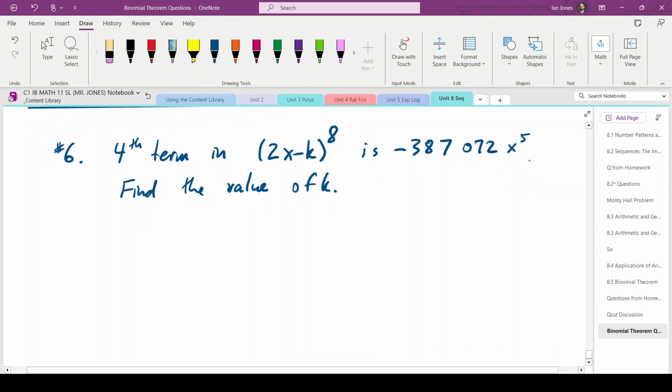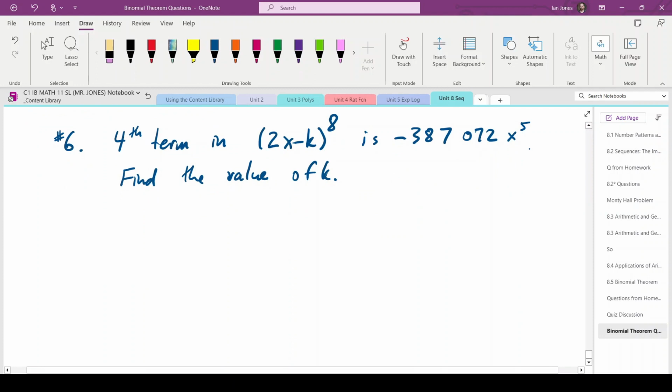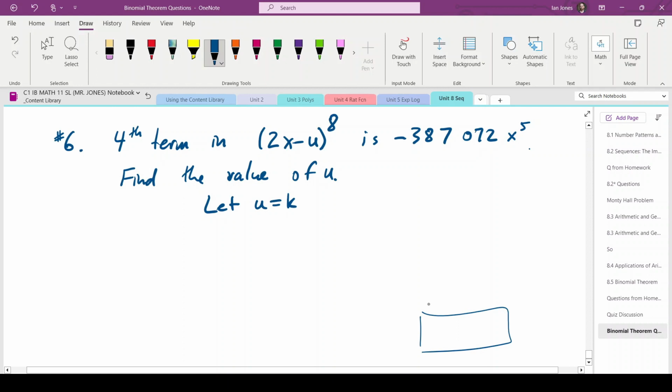Number 6 says the fourth term in 2x minus k to the 8 is negative 387,072 x to the 5th. Find the value of k. All right. The very first thing I'm going to do is get rid of the k. I'll say let u equal k. I don't want to use k because I have enough different parameters to deal with. So I have it like that. And again, if this was on an exam, I'd very lightly say u goes to k right there to remind myself at the very end that what I solved for as a u should be called k.